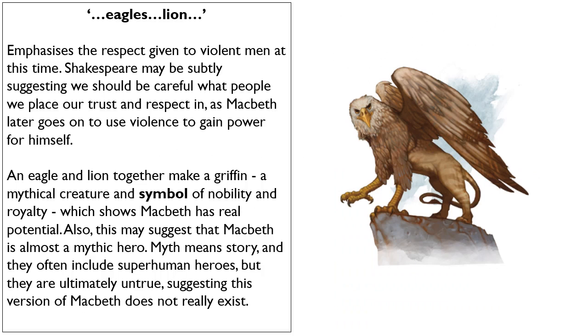Lions and eagles are predators. They have to use violence to survive. So by comparing Macbeth to a lion, we're emphasizing the respect that's given to violent men during this time. Now, Shakespeare's probably subtly suggesting to us that we should be really careful who we place our trust in and who we respect. Because if we place our trust in violent men like Macbeth, we shouldn't be surprised if they use violence to gain power or in their other interactions.